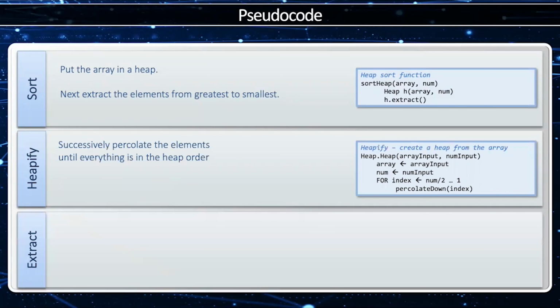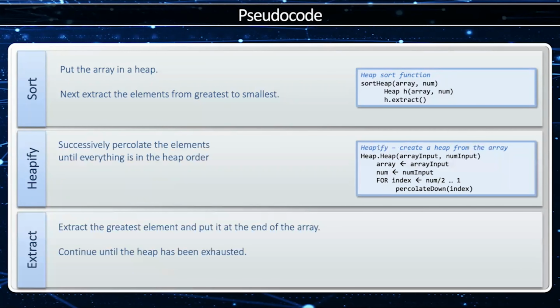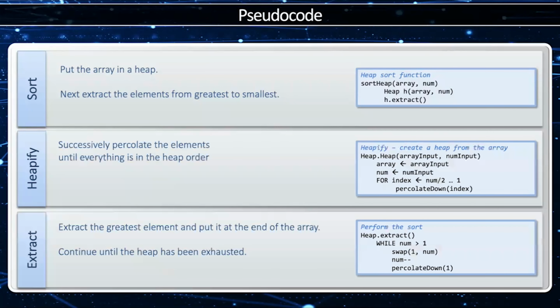When I'm finished, I'm going to extract the elements. And I'll do this by taking the topmost element, swapping with the bottommost element, and then decreasing the size of my heap by 1, and I call percolate down. I will continue until finally every element is taken out of the heap.